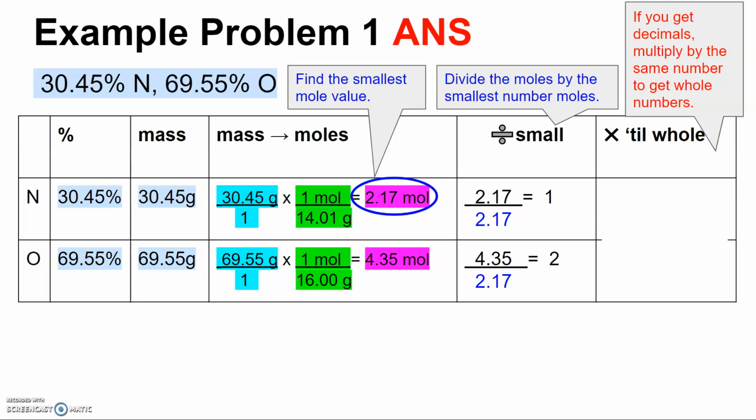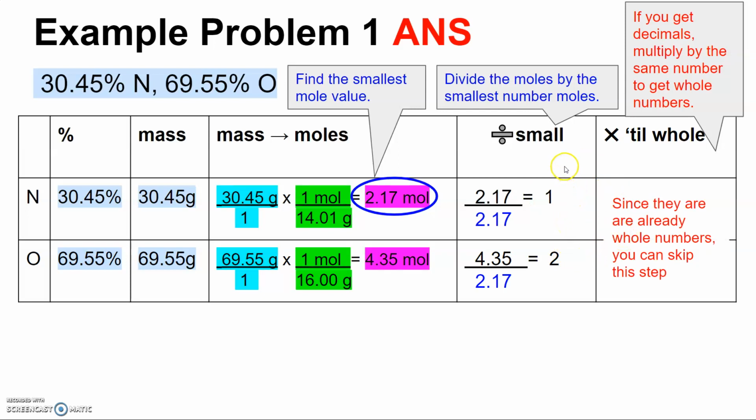Now, in this last step, which is times to whole, if you get a decimal number, and I mean like 1.5 or 1.25 or 1.3, a real clear decimal number, not something that you can easily round to a whole number, then you need to multiply it by the same number, and multiply all of the answers you got here by the same number until you get whole numbers. Now in this case, they're already whole numbers, so I can stop. I don't need to do this step.